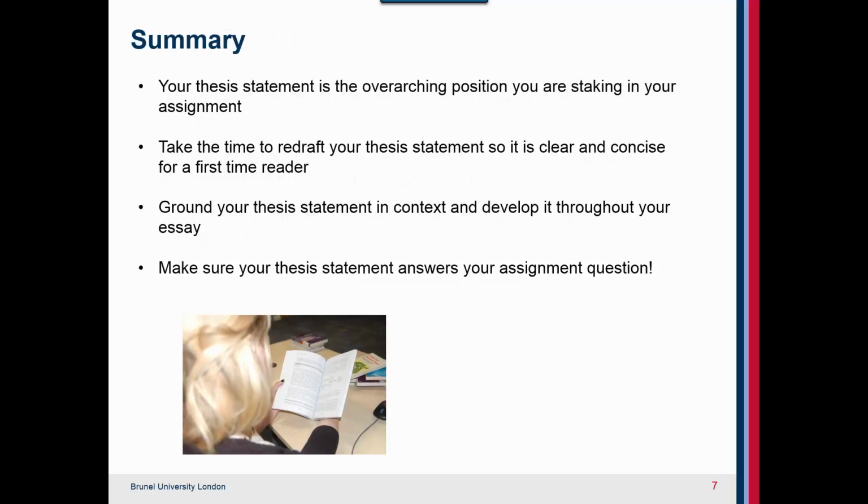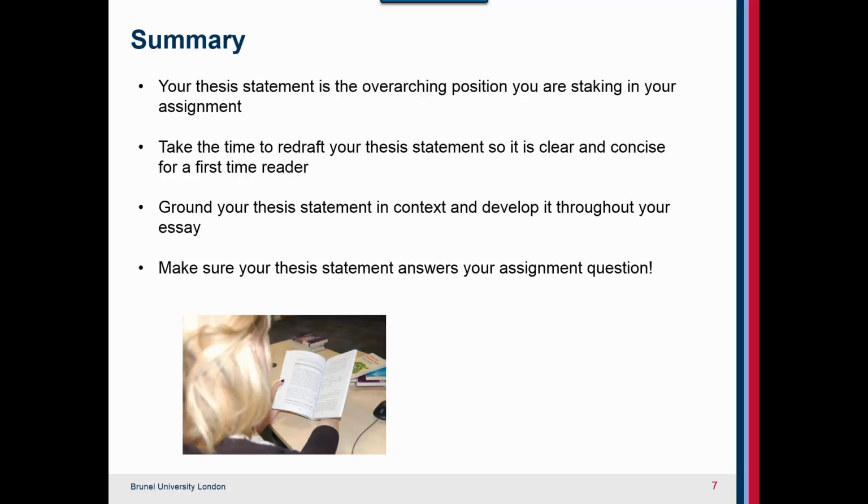In summary, your thesis statement is the overarching position that you are staking in your assignment. So we have the word here, overarching position, because your argument may be complex in some assignments. For example, in your dissertation, you may be looking at one overarching argument, but then have other things that you want to explore and analyse and consider throughout the main body. That's fine, but make sure that your thesis statement really outlines your overarching position.